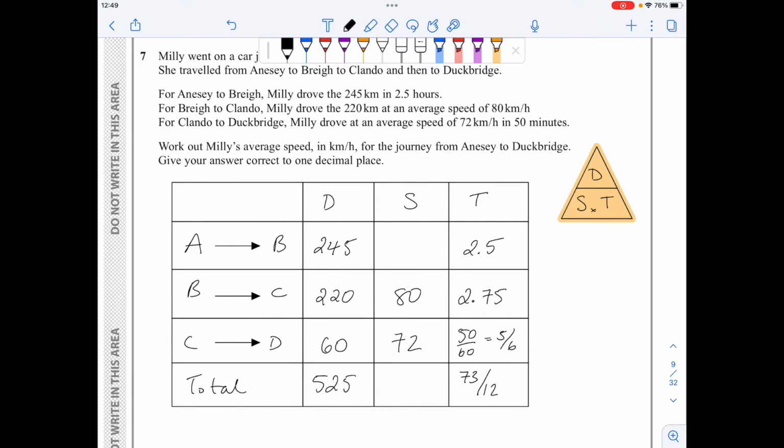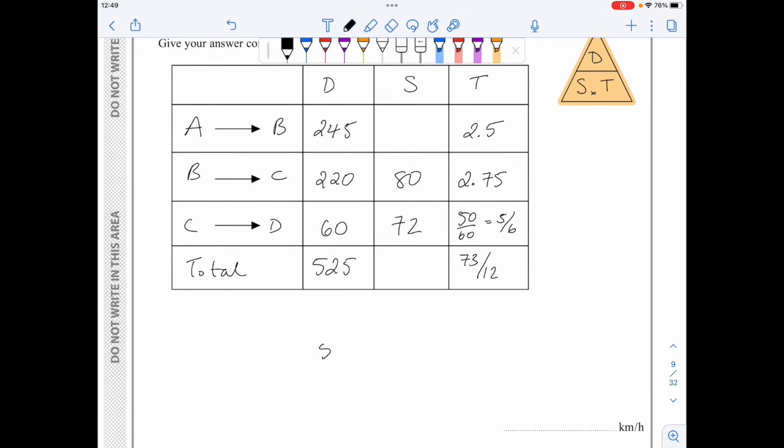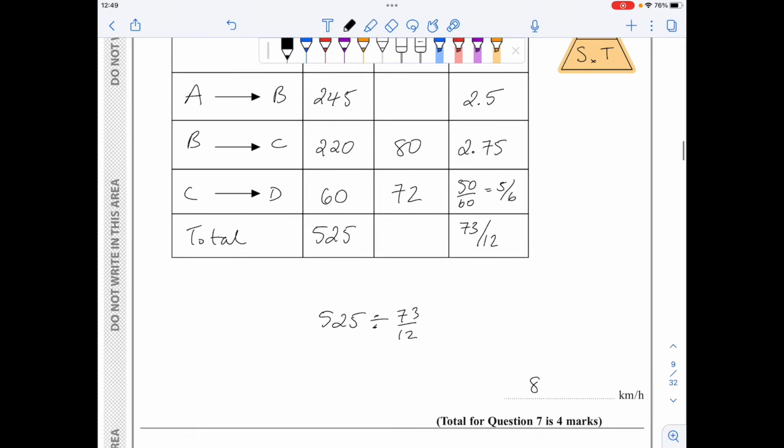So to find the average speed, just divide distance over time. So that is 525 divided by 73 over 12, and this will give you 86.3 kilometers per hour, and that is to 1 decimal place.